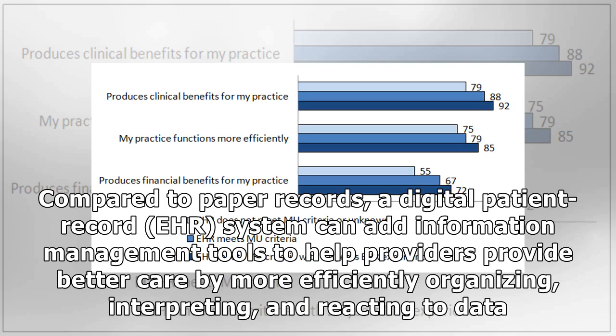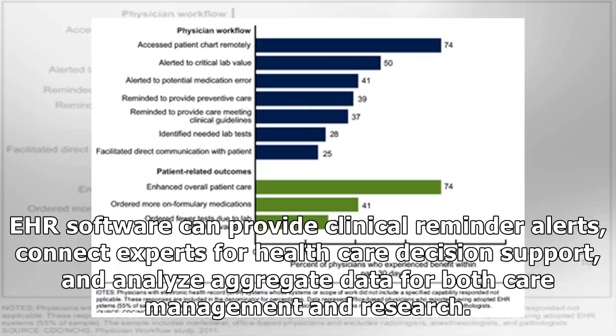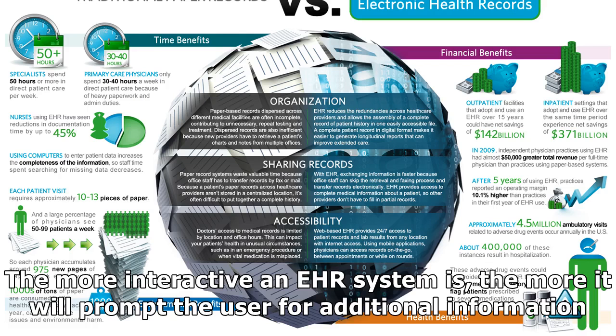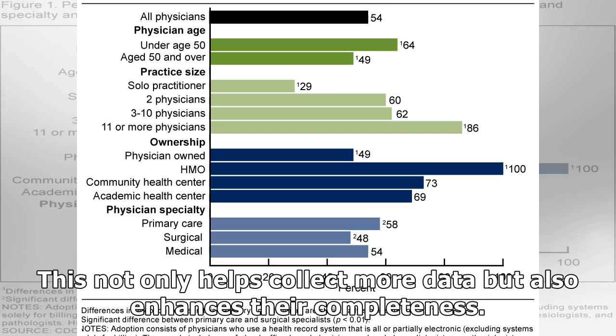Compared to paper records, a digital patient record (EHR) system can add information management tools to help providers provide better care by more efficiently organizing, interpreting, and reacting to data. EHR software can provide clinical reminder alerts, connect experts for healthcare decision support, and analyze aggregate data for both care management and research. The more interactive an EHR system is, the more it will prompt the user for additional information. This not only helps collect more data but also enhances its completeness.